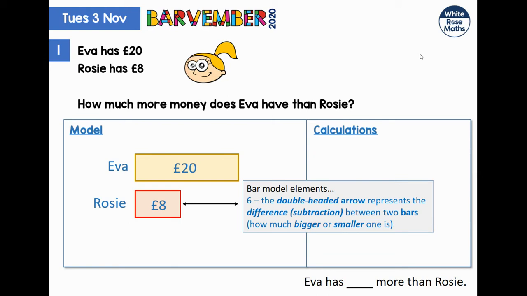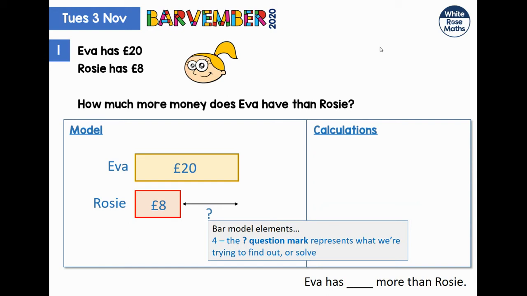Now here's another of our bar model elements, which is the double-headed arrow. And this represents the difference between two bars. Now the difference between two numbers is the amount by which one number is bigger than the other or which one number is smaller than the other. And we can see in the question here is this is how much more. So how much more is Eva's number than Rosie's number?